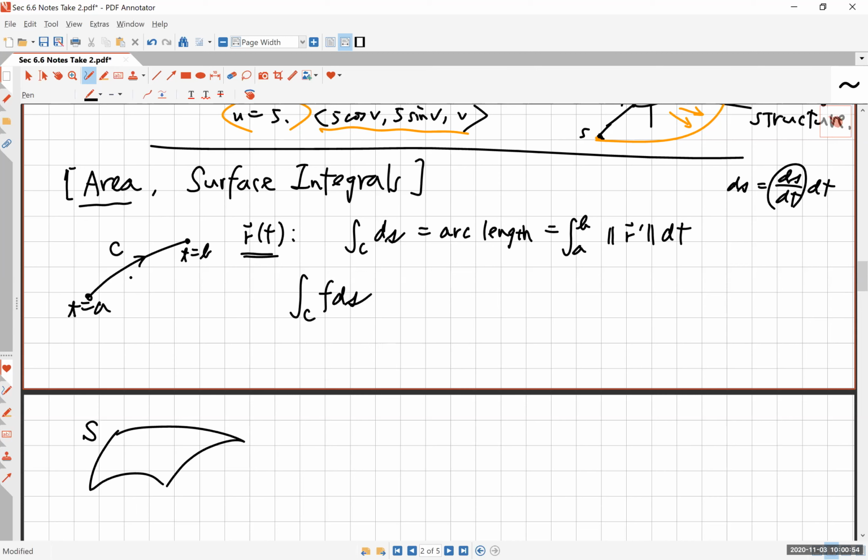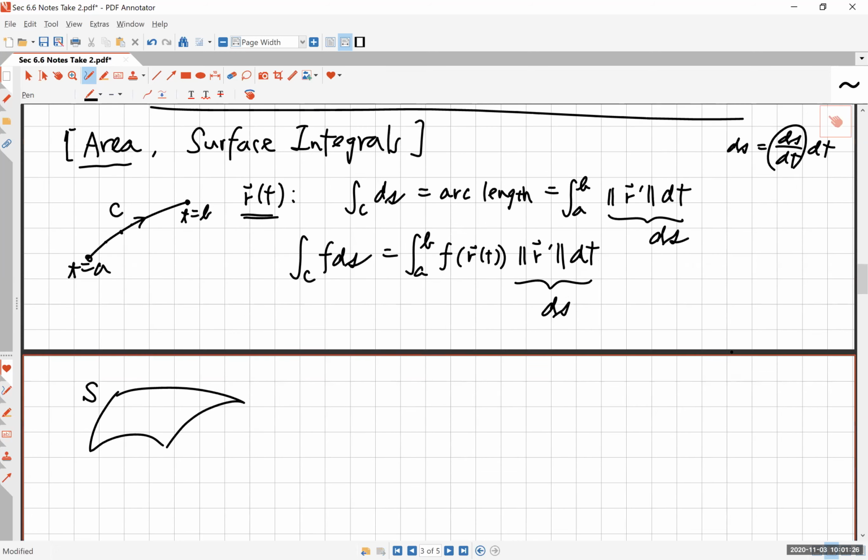If you have a function defined at every single point on this curve C, and if the function is the real-valued function f, then you can integrate this, but you integrate again in terms of t. Remember, f is described in terms of t, not x and y anymore. And then we have to insert this speed, which was the norm or the magnitude of r prime, and then dt. All right, this is ds.